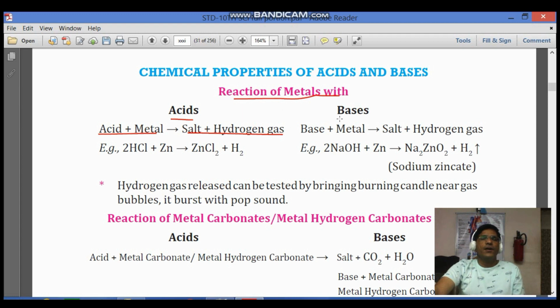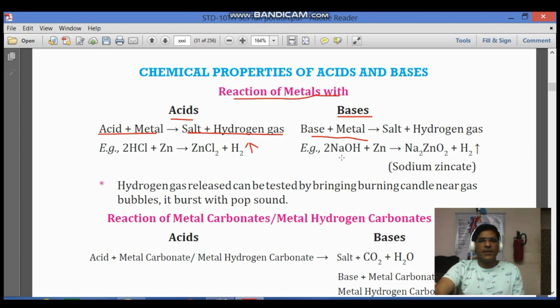Now if a base reacts with a metal, it gives salt plus hydrogen gas. If you see here, when hydrochloric acid reacts with zinc, it gives zinc chloride plus H2 gas. So here gas is liberated.